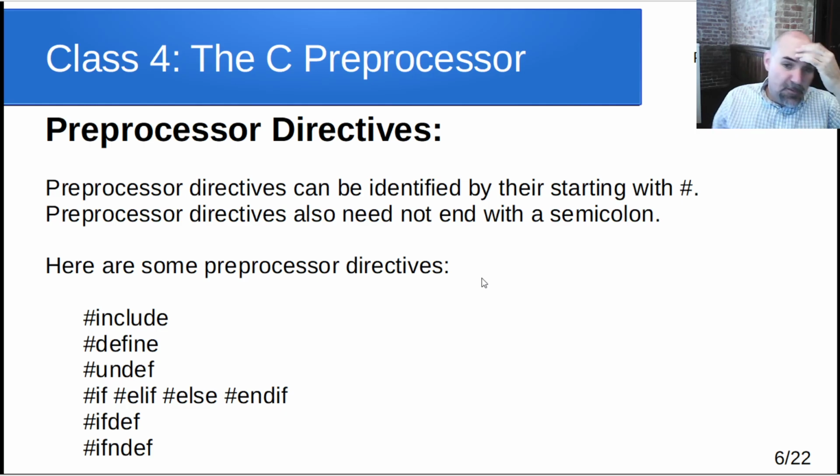All right, the preprocessor directives that we can put in to control this are all identified by starting with that pound sign. And the other thing to note is that when you write out a preprocessor directive line, you don't generally want to put a semicolon at the end of that line because they're not part of the C compiler. They are something else.